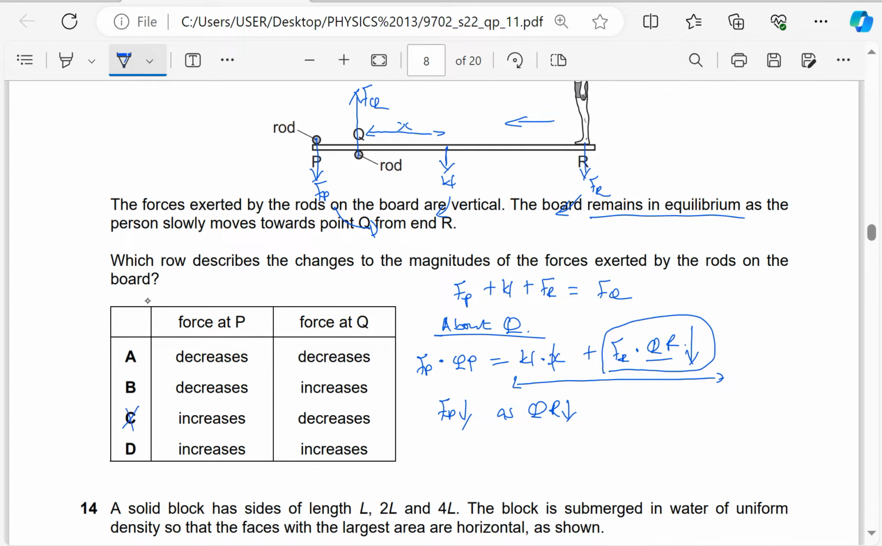The force at P must be decreasing. Now, if the force at P is decreasing, go back to the first equation. Remember Fq is Fp plus W plus Fr. If Fp decreases because QR is decreasing, then since Fq also depends on Fp, Fq also decreases. So the force at Q also decreases, which makes the answer A.